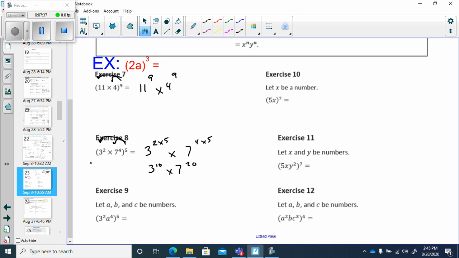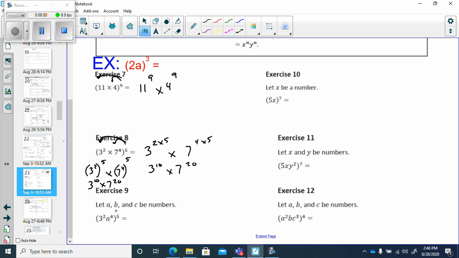Now let's see if I'd have done it. Let's distribute it so you can see it a little better. What if I have my 3 squared and I raise that to a 5th power times my 7 to the 4th raised to the 5th power? 3 to the 10th times 7 to the 20th. Same thing, right? Okay.